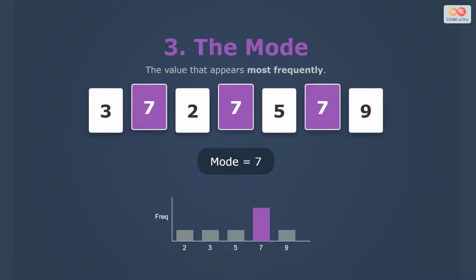The third measure is the mode. The mode is simply the value that appears most frequently in your dataset. It is the most popular number. In this example, the number 7 appears 3 times, which is more than any other number, so 7 is the mode.